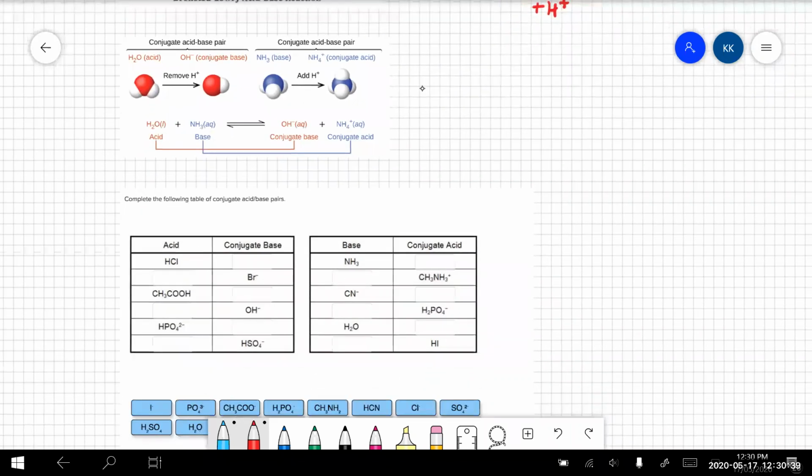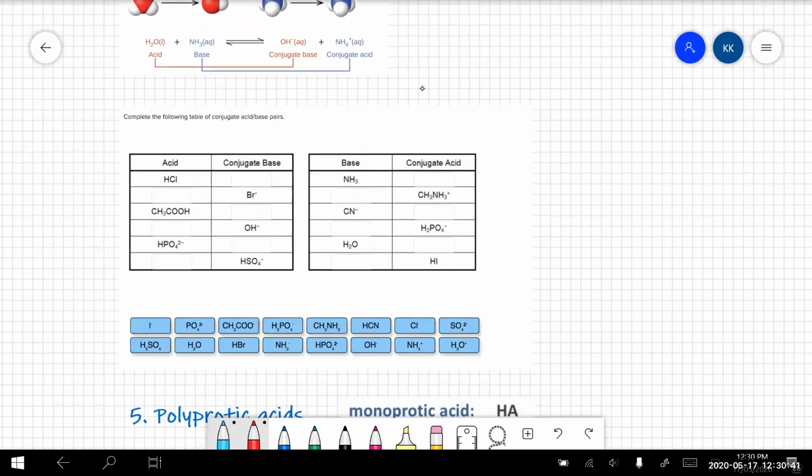Let's have a quick practice. All you've got to do, pause the video, and I want you to decide what is the conjugate base or what is the acid for each of these species. And I've even made it easy for you. You've got a word box. Well, it's really a formula box. Have a go at those. Come back and find the answers.